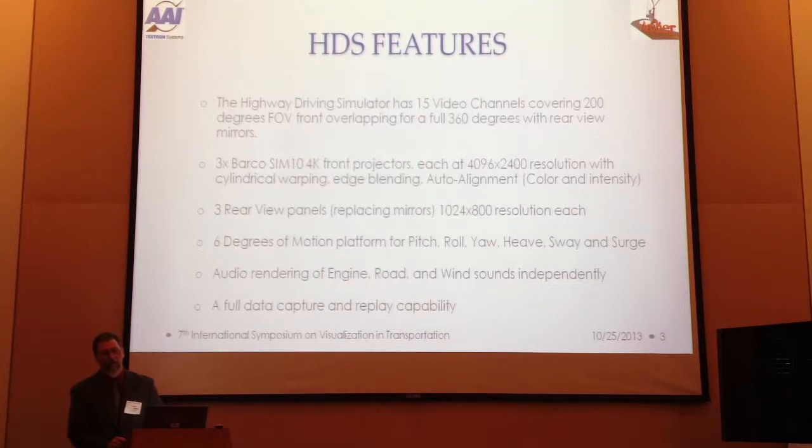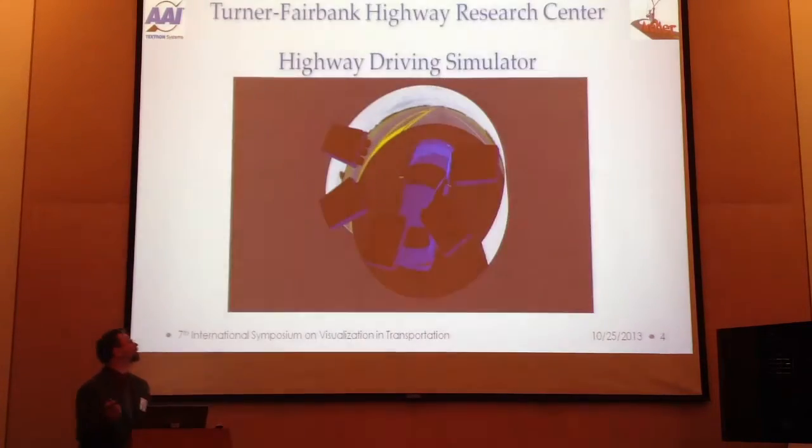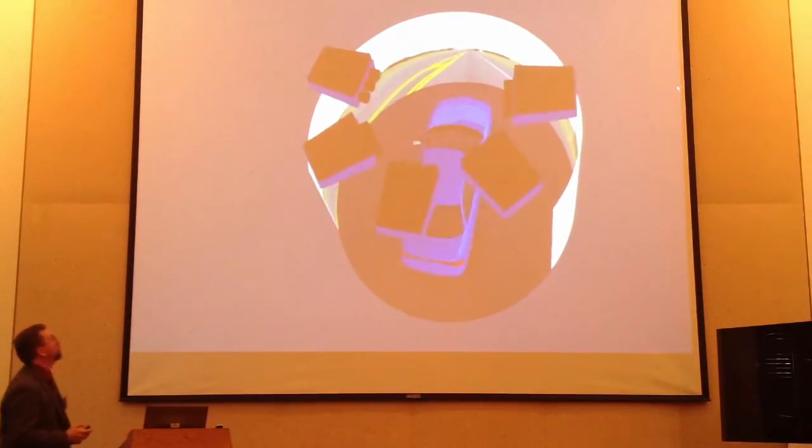We have 3 rear view panels that are high brightness for daytime viewing. They're essentially the same type of stuff people have in the vehicle, but we're using those as high-end rear view displays. We have 6 degrees of freedom of motion. Last winter we put in a new motion base. It's a full 6-degree motion base, and we have full sounds for the engine, road noise, and wind sound.